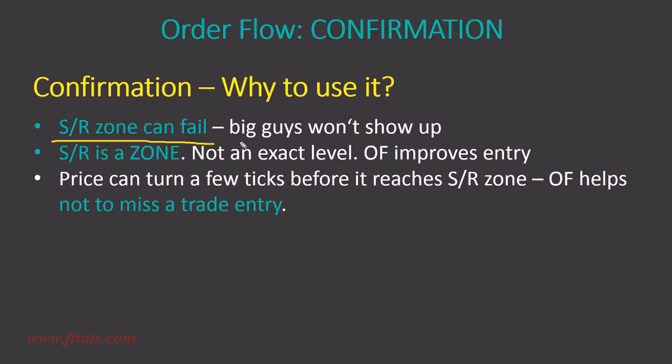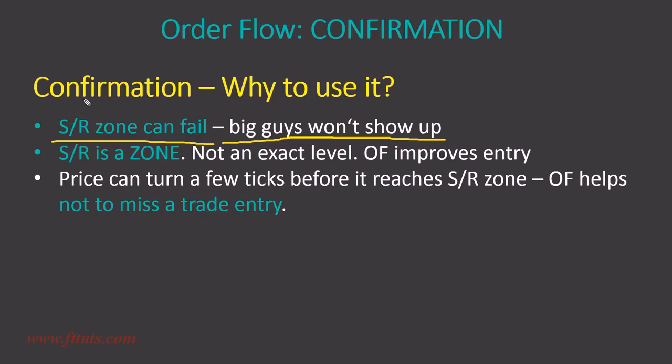All right, so if the big guys won't show up, the order flow will warn you that the big guys are just not there and it's more risky to enter the trade. So support and resistance zones can fail, and the order flow can warn you and give you sort of heads up that maybe it's not best idea to enter the trade.